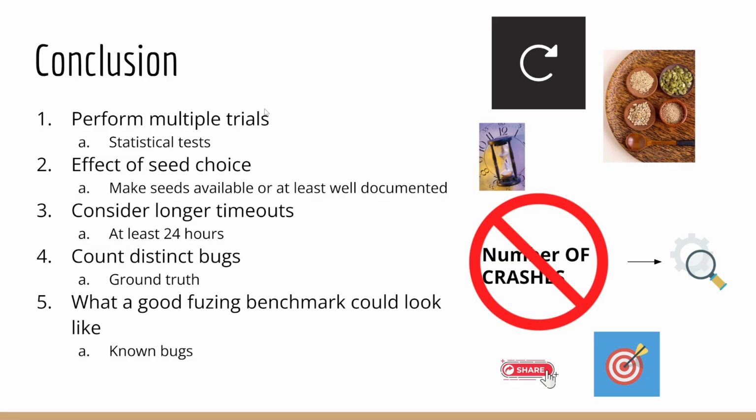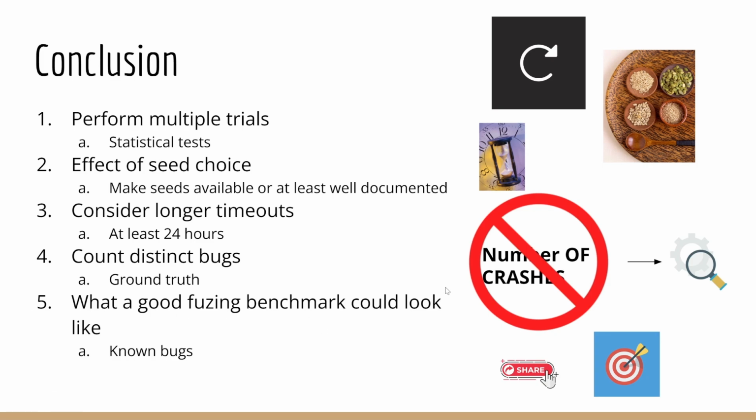Perform multiple trials. Make sure you use statistical tests on those multiple trials. Keep in mind the effect of the seed choice. It's preferable if you make the seeds available, but being well documented is also good. Furthermore, run the fuzzer for at least 24 hours. There doesn't seem to be another sort of metric that can shorten this time period. You really want to get the full trend. At least 24 hours is a good time period. And then focus on the distinct bugs, the ground truth that this paper repeatedly mentions.